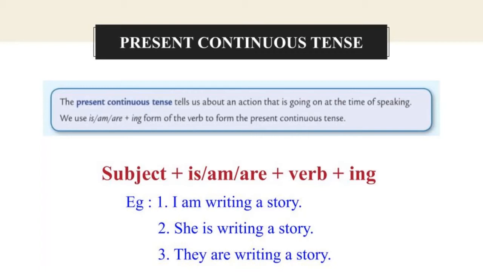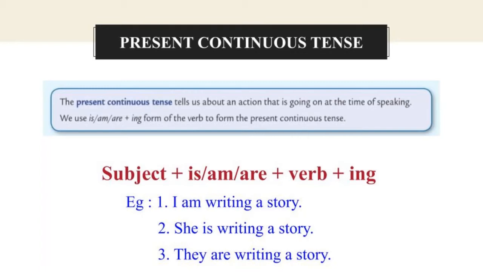Look here, also one rule is there on how to form present continuous tense. Subject plus the helping verbs like is, am, or are, and then the verb along with ing, and then the object. Subject plus is, am, or are plus verb plus ing. This is the rule we should follow to form a present continuous sentence.